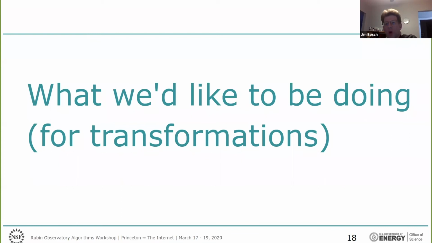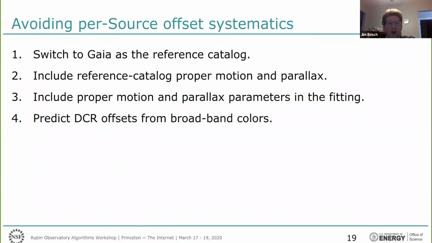So what would we like to be doing? And in here, I want to focus on the transformations side of that. First off, we need to switch to Gaia as the reference catalog. We're actually still using the Pan-STARRS catalog as a reference. I'm not even sure that we're using the one that's been recalibrated to Gaia. This is just technical details and different things getting prioritized. We're very close to getting this done.